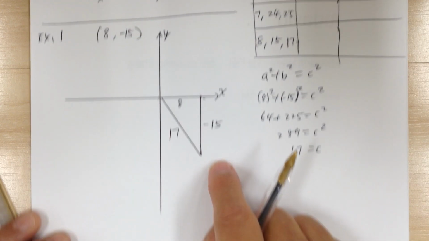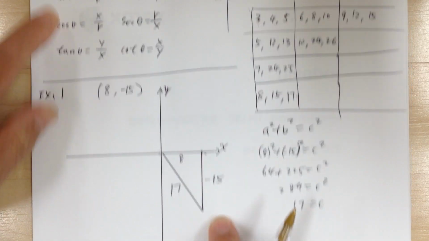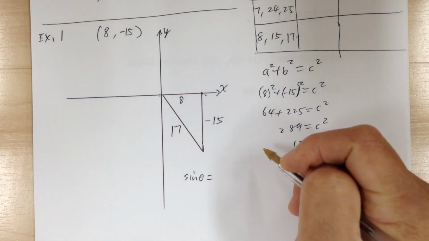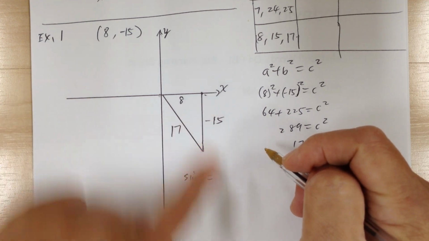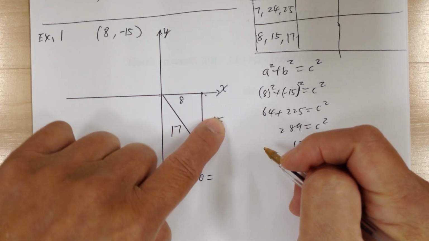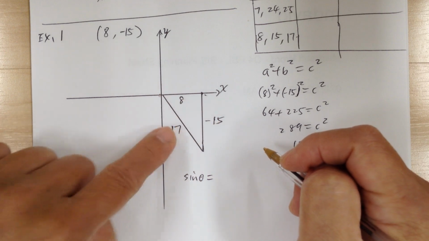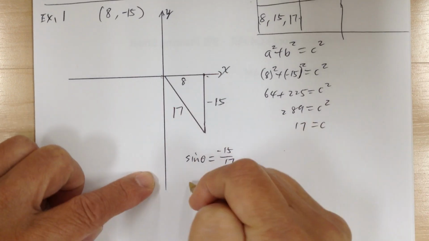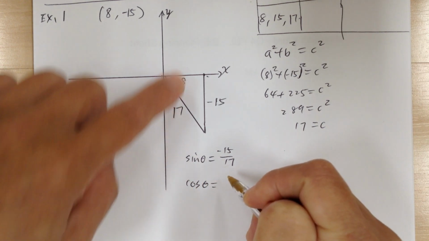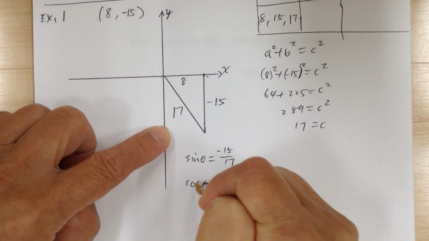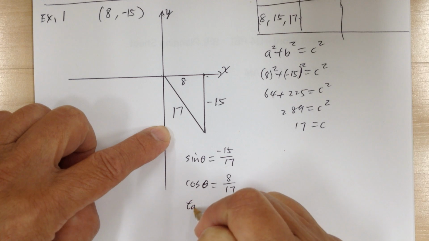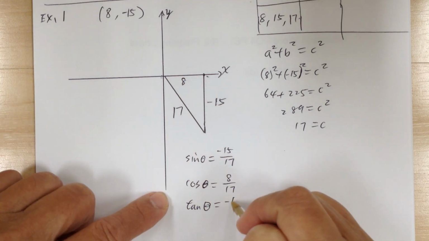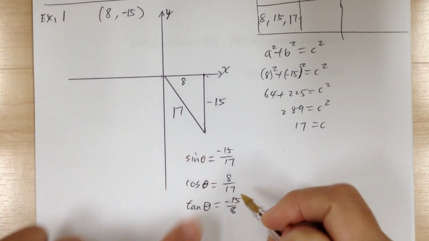Okay, so once you do that, now you can go and get your 6 ratios, right? So sine theta, okay? Now sine theta, I kind of like to use a vertical, so sine would be this, the opposite over the hypotenuse, which would be negative 15 over 17, okay? And cosine theta would be this over that, so it would be 8 over 17. And tangent theta would be this over that, so it would be negative 15 over 8. So you can make sure you know your ratio.